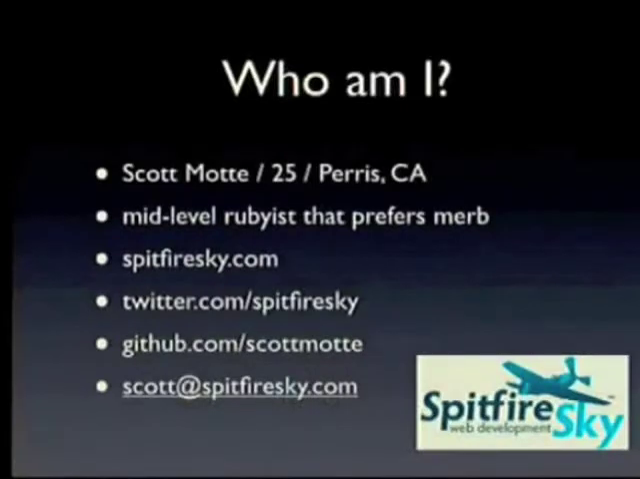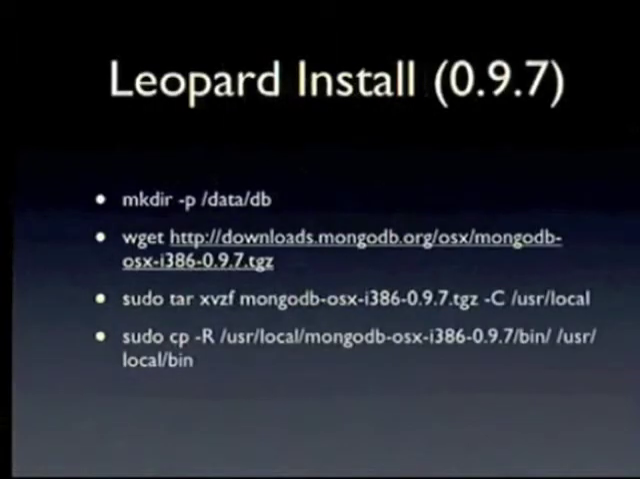Okay, first, who am I? I'm Scott Motte. I actually live inland California, and I come down here. This is my third meeting, and I've been really enjoying it. There's hardly any Ruby guys in my area.